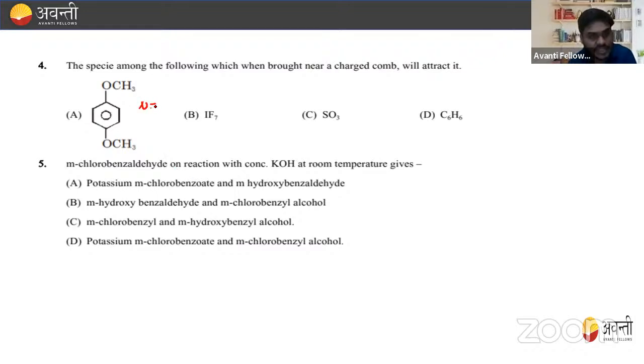Their dipole moment is not zero. Why? Because this is a non-planar molecule. So in the case of a non-planar molecule, the dipole moment is absolutely not zero.